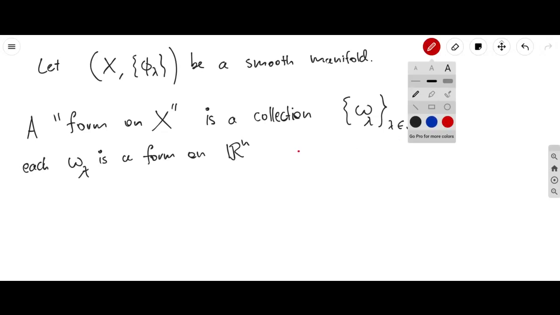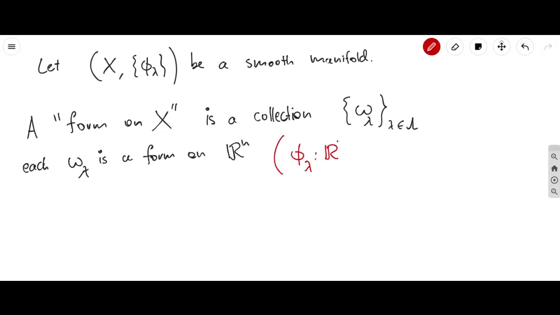Okay, so just keep in mind that you have a chart that maps n-dimensional Euclidean space into X. So instead of defining a form on X, you rather define it on the chart. So this is the lambda chart. This is the chart that corresponds to lambda. So you're defining a form on this one. So this is a Euclidean form, by the way.